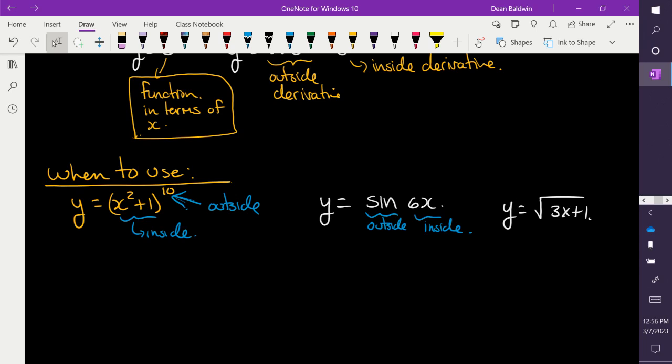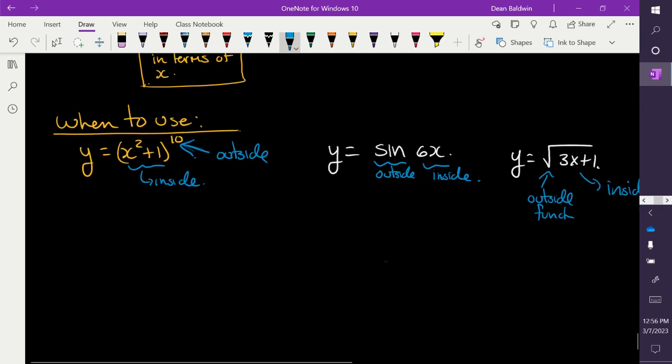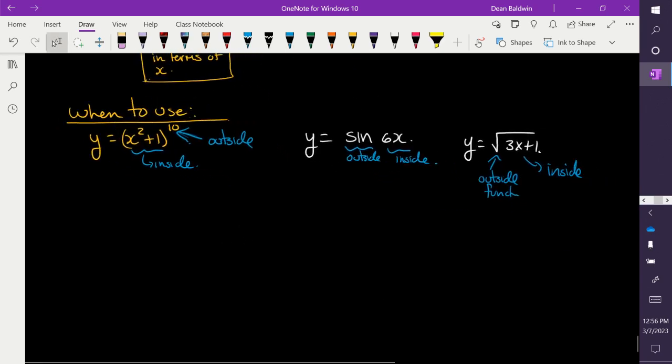Root. What's the outside function here? Yeah, the square root, or power of a half, right? That's the outside function, and then the 3x plus 1 is the inside. That's your first goal: recognizing there's an outside and an inside function. Once you do that, then you know you have to use chain rule. So let's practice using chain rule.